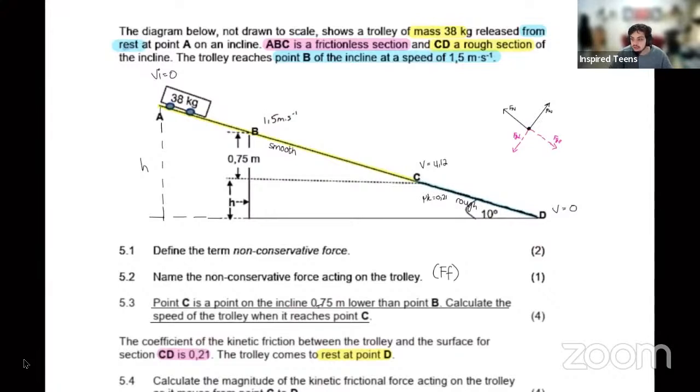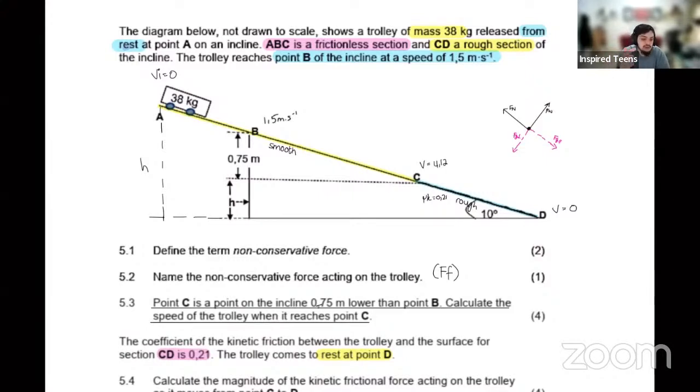We said that a non-conservative force is a force acting on an object where the work done on the object is dependent on the path, something like that. But the main thing is you need to know the work done on that object is dependent on the path. Just clarify the definition 100% with your examination guidelines. But the main thing, again, is the work done on it is dependent on the path.